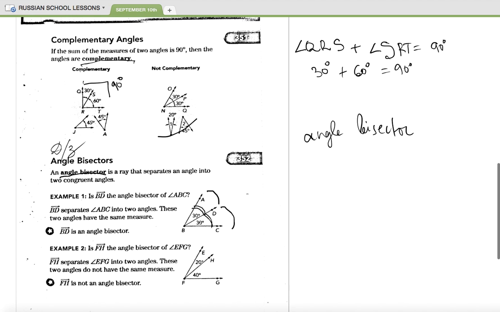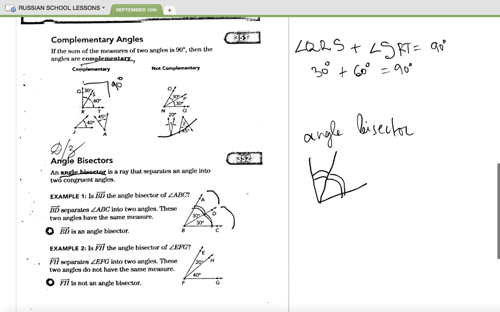So if we have BD, angle bisector, let's just draw a better angle. We'll draw the angle. And if we have an angle bisector, what I have to draw here, the angle bisector should basically divide this angle into two angles which have the same measure. Okay, and so BD is a bisector.